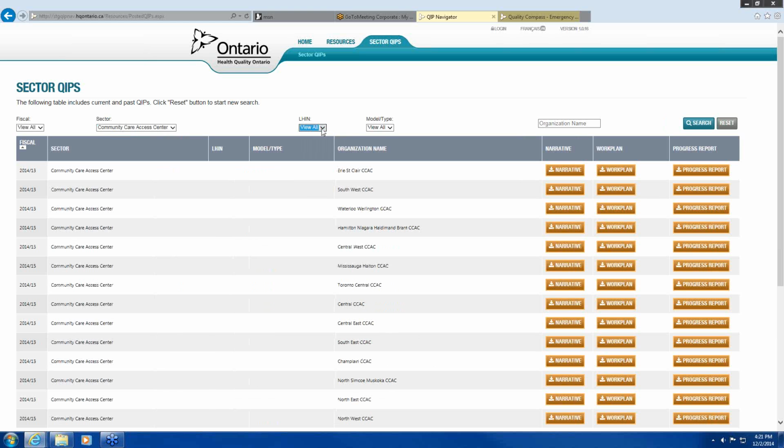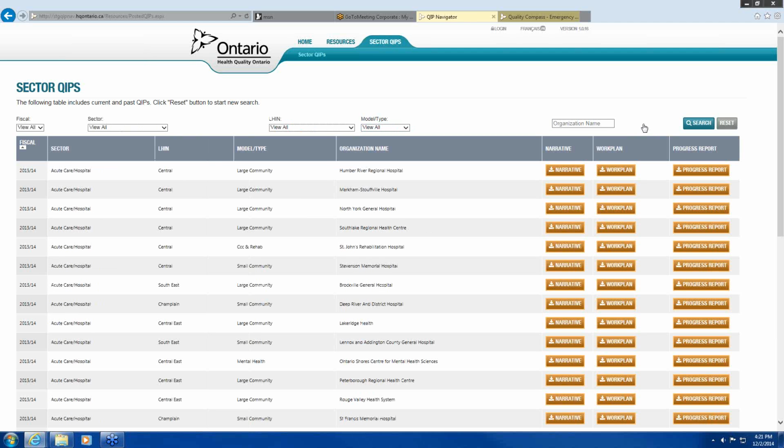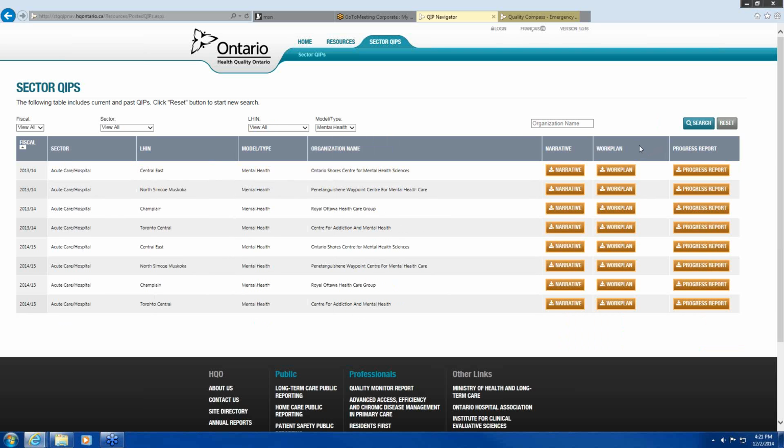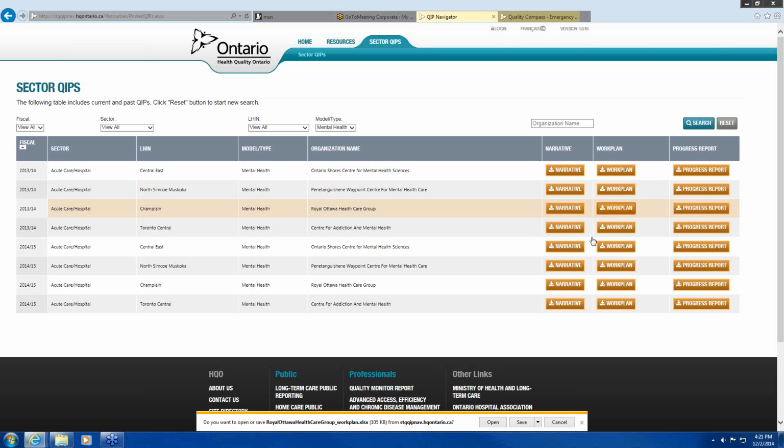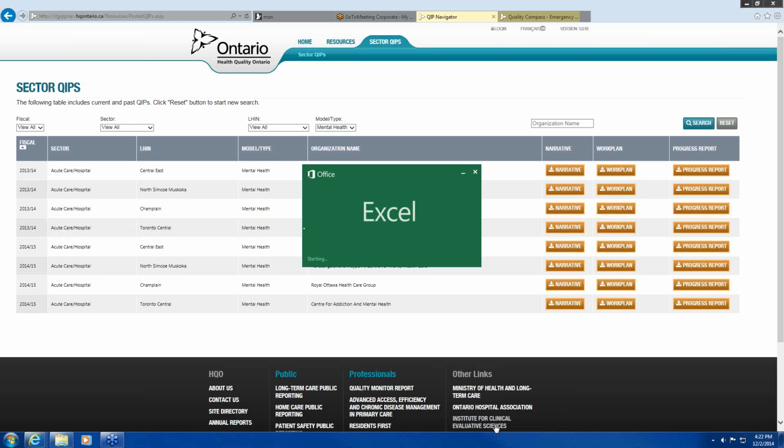So again, you can reset. And so you can also go by your model type. So perhaps you're a mental health hospital and you want to look at, or you're doing a mental health program and you want to know who's doing work in mental health. These might be areas that you would be looking at. So again, you're able to actually go right into their submissions and see what it is that they're doing.